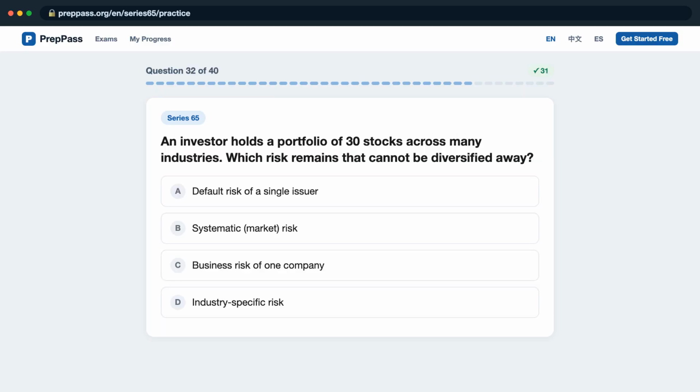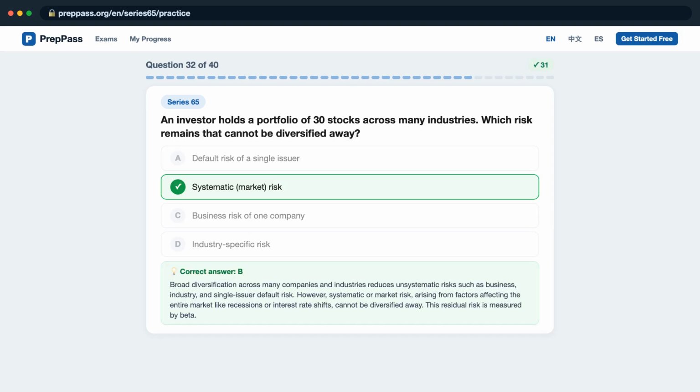Question 32. An investor holds a portfolio of 30 stocks across many industries. Which risk remains that cannot be diversified away? Is it A, default risk of a single issuer? B, systematic market risk? C, business risk of one company? D, industry-specific risk? The correct answer is B.